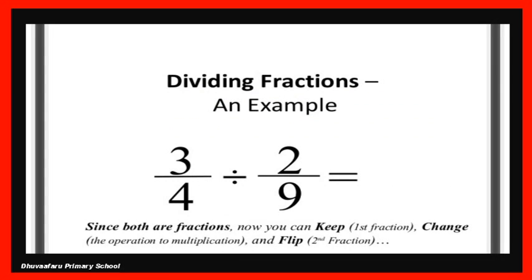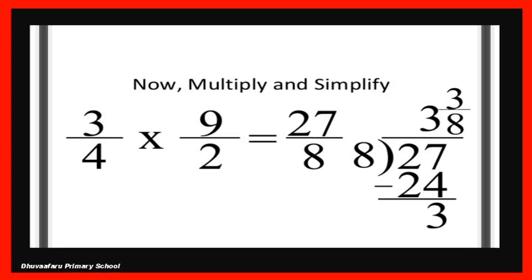Dividing fractions, an example. Since both are fractions, now you can keep the first fraction, change the operation to multiplication and flip the second fraction. So 3 by 4 divided by 2 by 9. You have to write 3/4 times 9 by 2. You have to flip the number. And 3 times 9 is 27. 4 times 2 is 8.